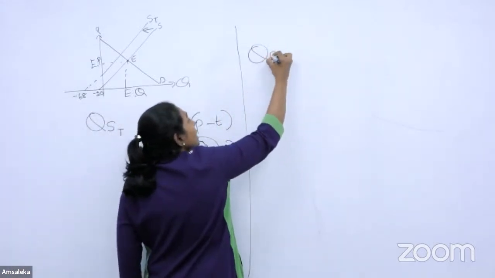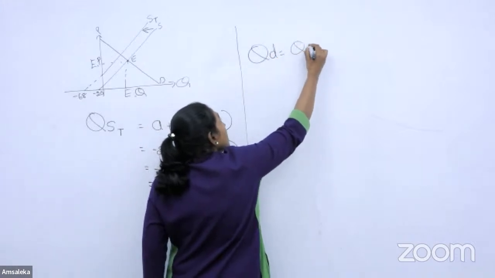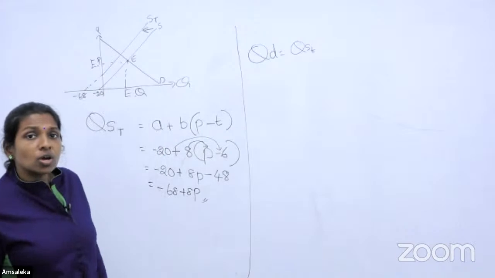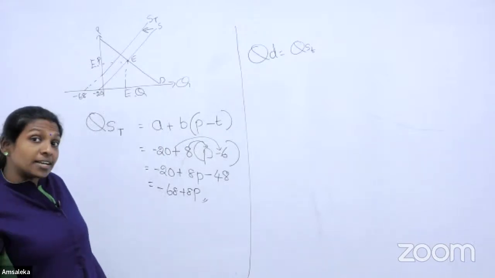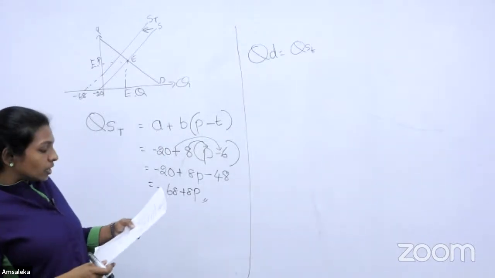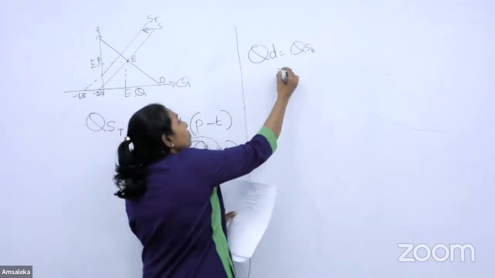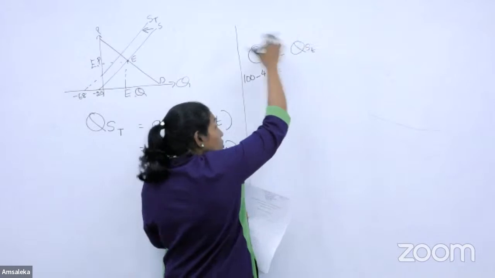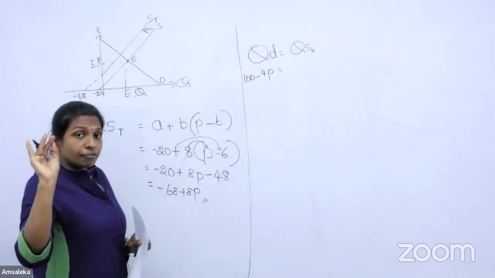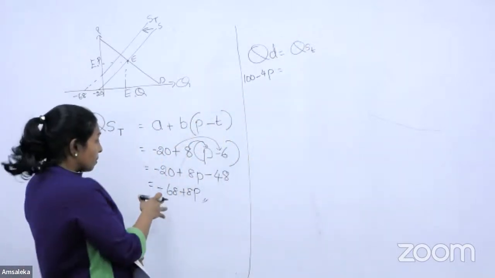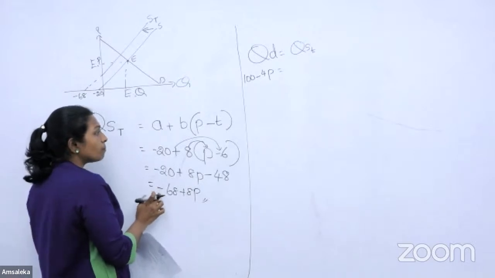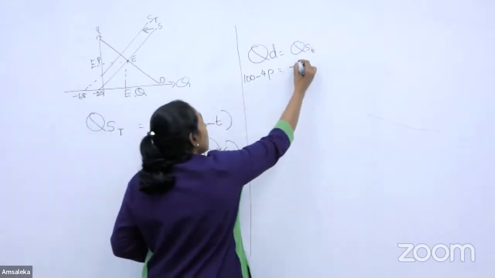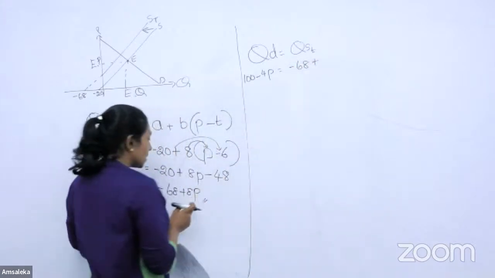Now, QD equals QS, but we are going to say it as QS with T, because after tax, no. Then what is the QD formula given? 100 minus 4p. Now the original supply function I cannot apply because we found the new supply function after the imposition of tax. Therefore, minus 68 plus 8p.